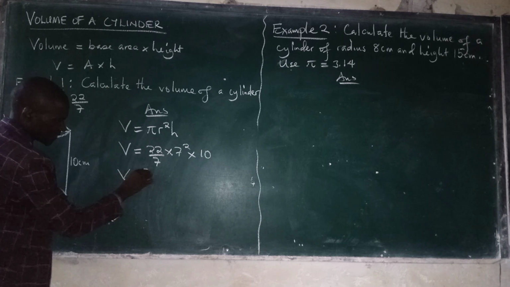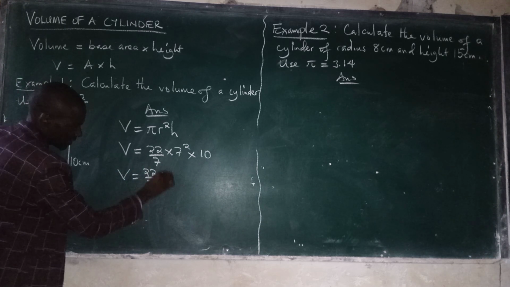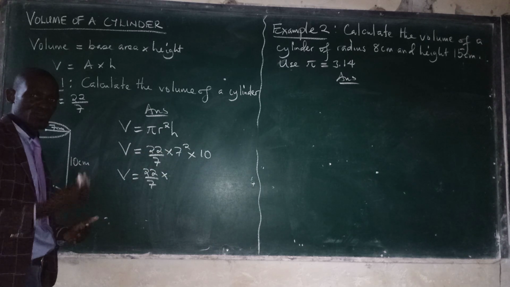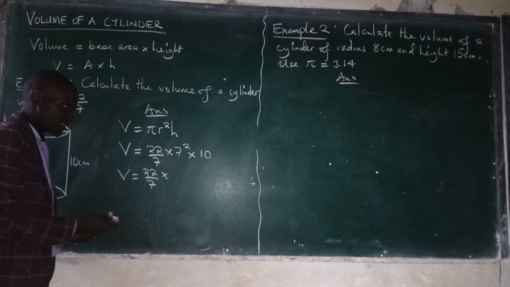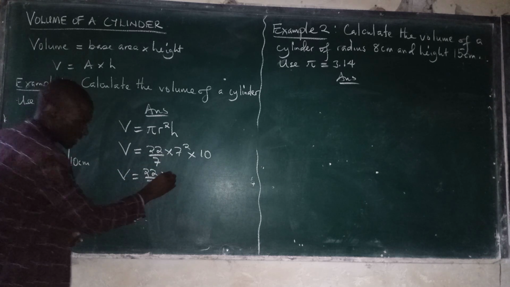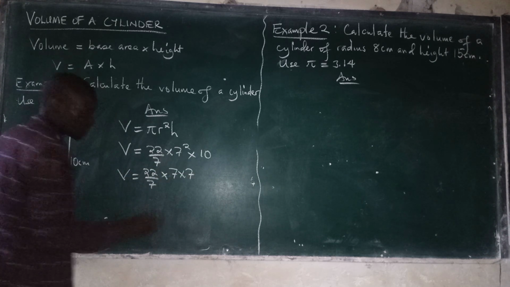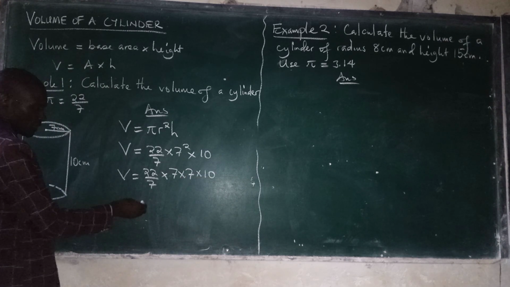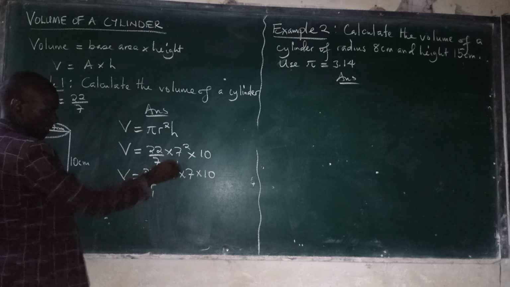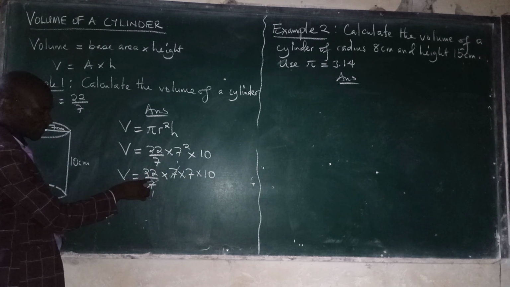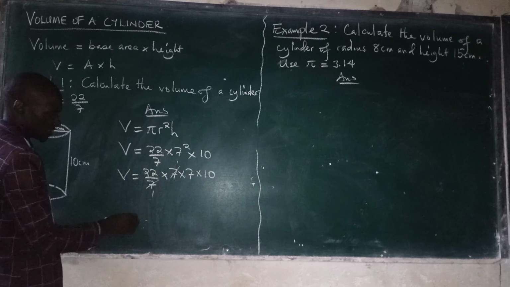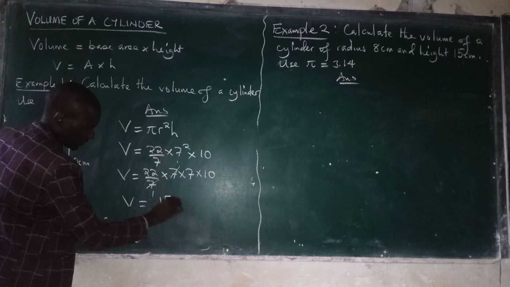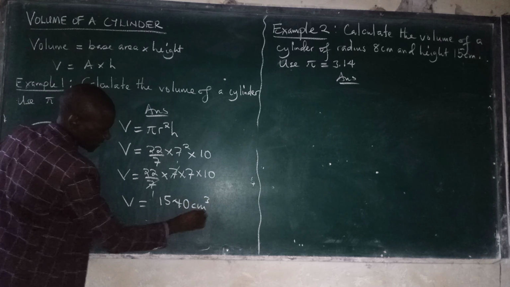So V is equal to 22/7 times. Now, what's the meaning of 7 squared? 7 squared means we multiply 7 by itself twice and not 7 times 2. So we'll say 7 times 7, then times 10. We can simplify 7 there 1, 7 there 1. 7 times 22 is 154. 154 times 10 is 1,540. So this becomes the volume.